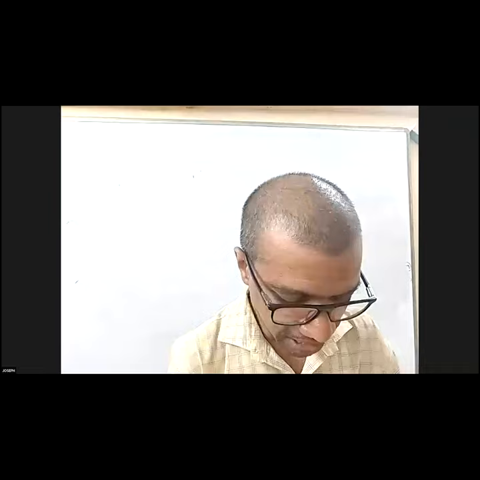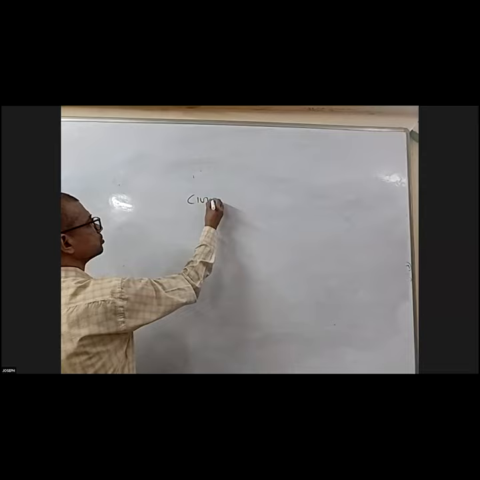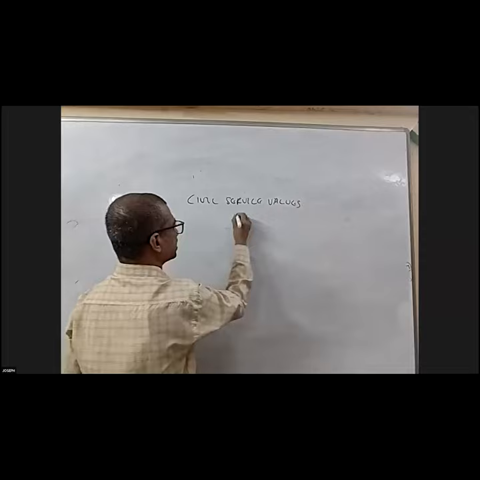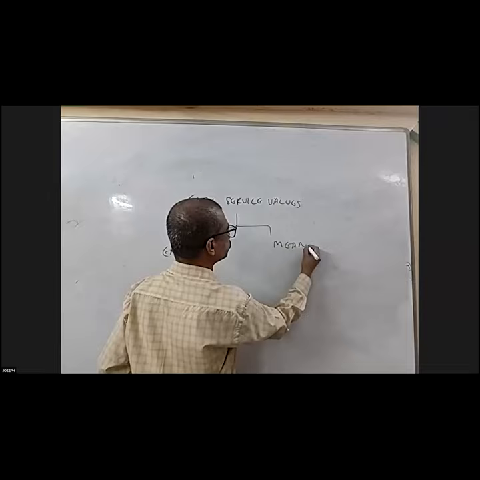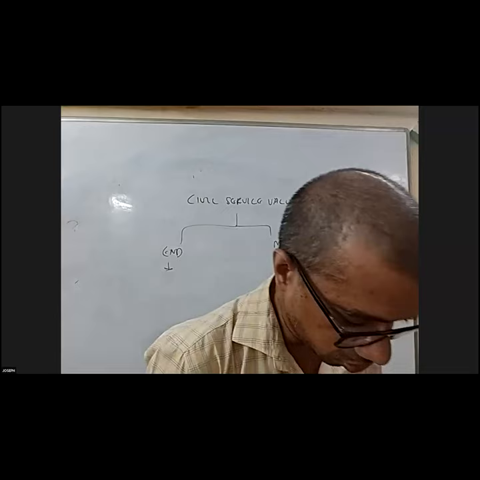In the civil service there are something called end-oriented values. So UPSC wants to see whether you have those values. There is something called end-oriented and means-oriented values, which are the means to the end, and there are some which are the end result, end values. Okay, so what are the end values and what are the means values?